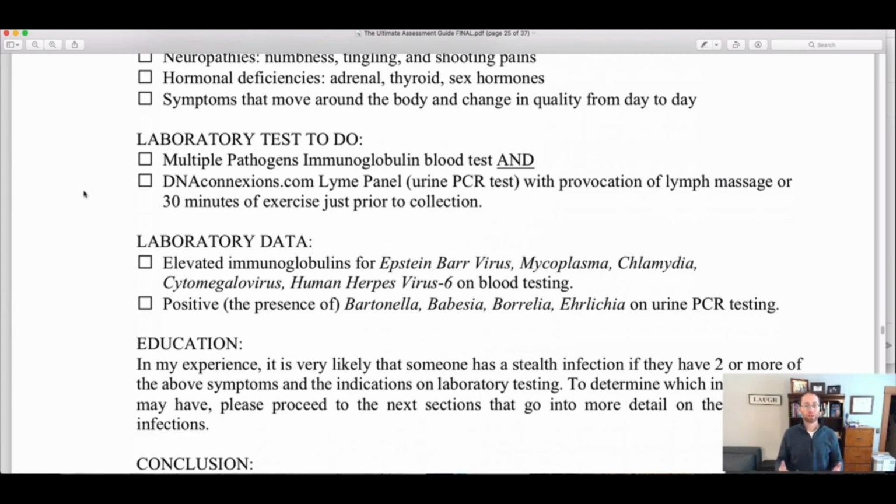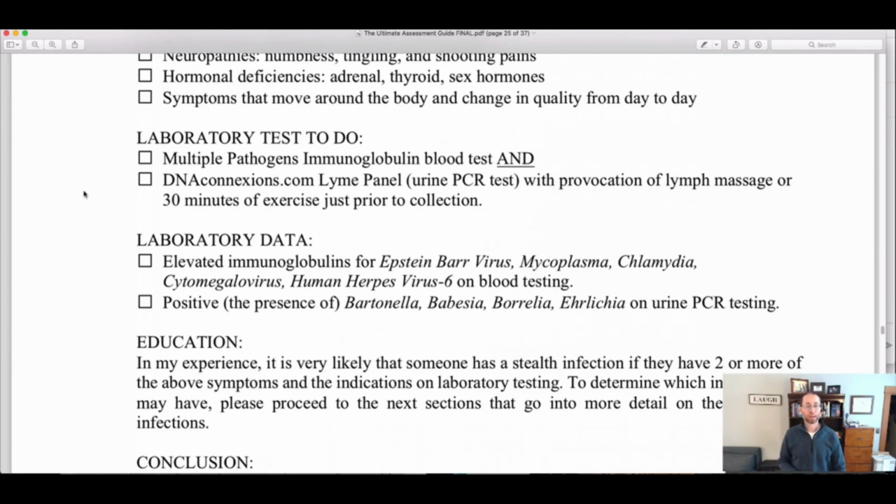And then the laboratory data, so if you've got elevated immunoglobulin, so if the immune system is reacting to these different bugs, Epstein-Barr, Mycoplasma, Chlamydia, Cytomegalovirus, human herpes virus number 6, that's considered significant, and we'll get more into those specifics. And then the presence of Bartonella, Borrelia, or Ehrlichia on the urine PCR test through DNA Connections.